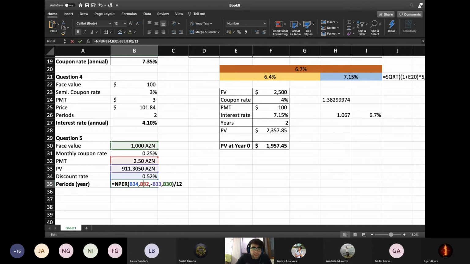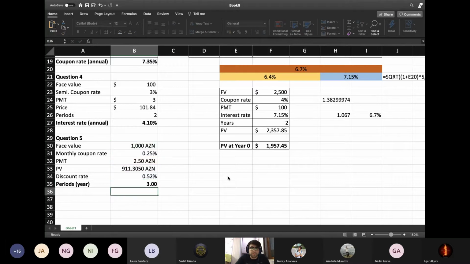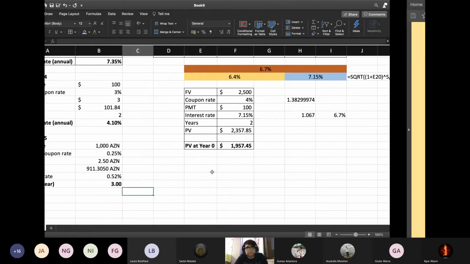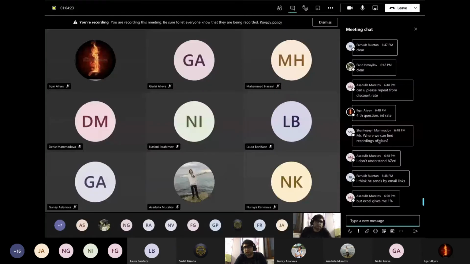And so as a result, we find 36 periods, but it is 36 months because we worked with months. So therefore, we should divide this number of months by 12 because there are 12 months in a year. So we have 3 years. It will take 3 years for this bond to mature. Is it clear, Asadullah?